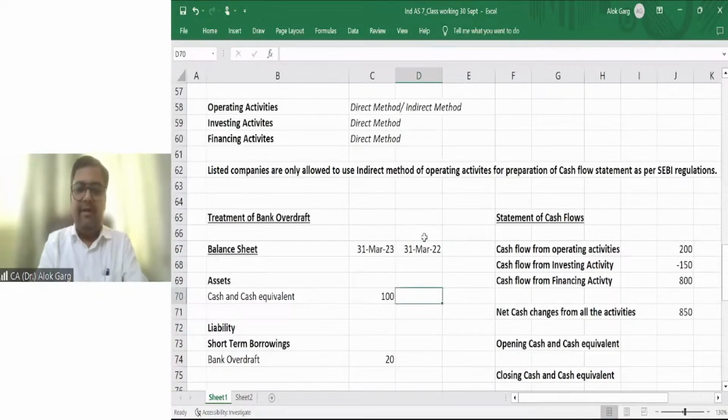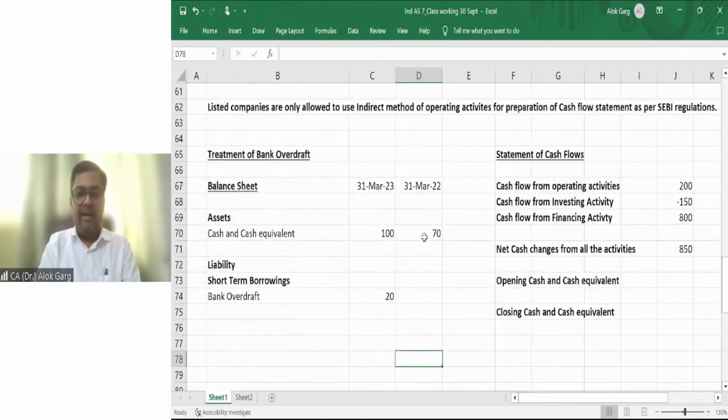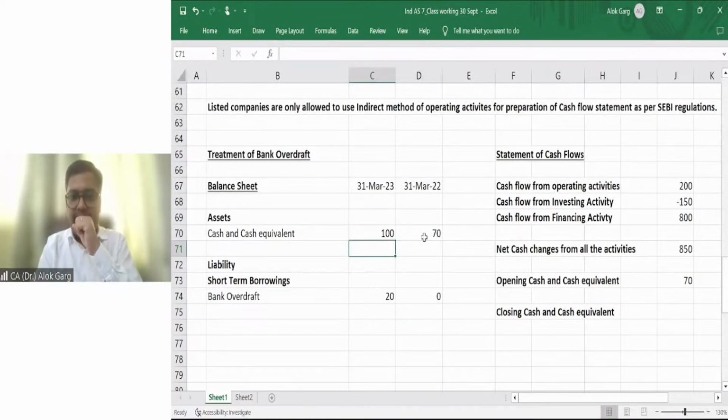Let's say this is 70, okay, and this is 0. So in the opening it is 70, and just give me a minute. 850 plus 70, 920. So I'll make this as 1,000, and I'll make this as 80.